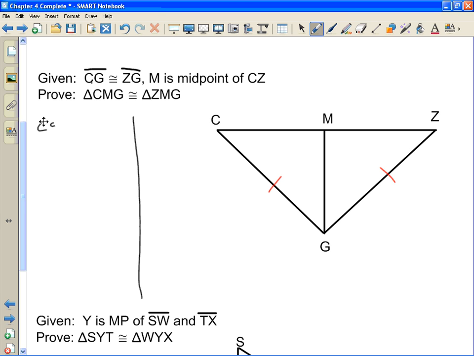CG is congruent to ZG, because that's given.